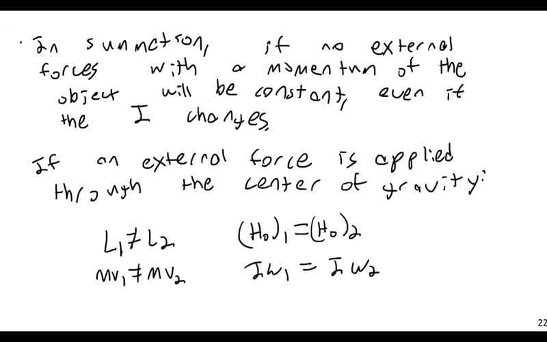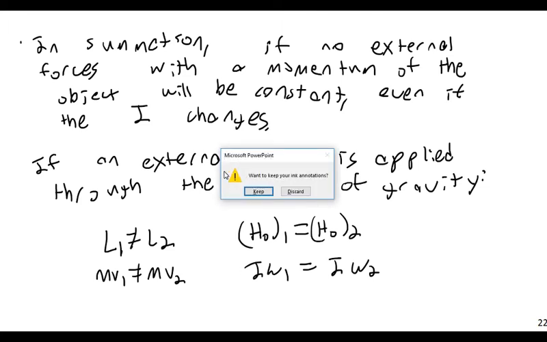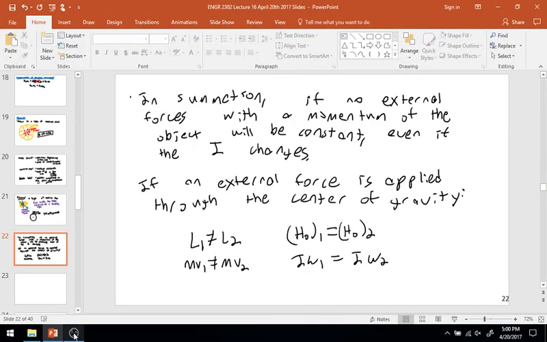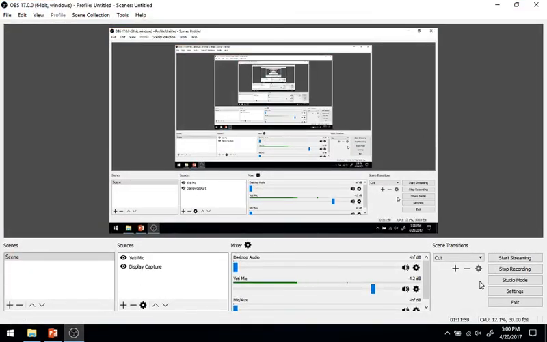All right, I think that'll finish it for today. Next time we'll come back and look at some numerical examples of applying momentum, both angular and translational principles, to systems of rigid bodies. That'll do it, and as always, thank you.